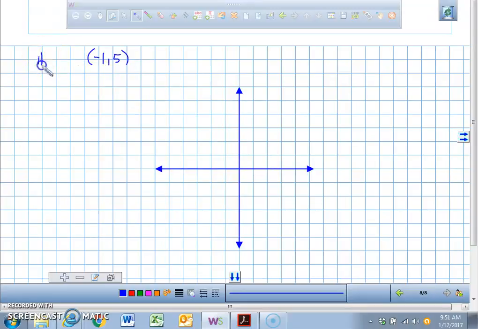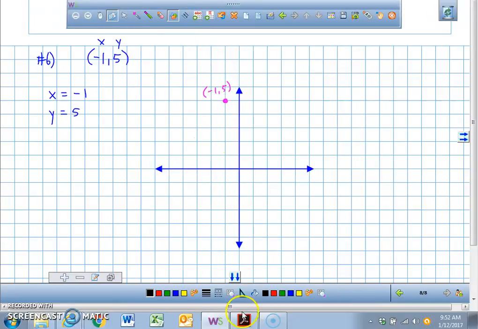This is problem number 6. This is our x coordinate. This is our y coordinate. So automatically, you know what your x value is equal to. It's a -1. And you know what your y value is equal to. It's a +5. We go over -1 and up 1, 2, 3, 4, 5. We put a point right here. Label that -1, 5.